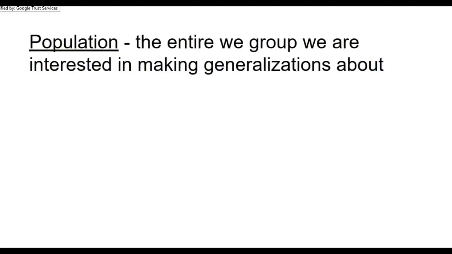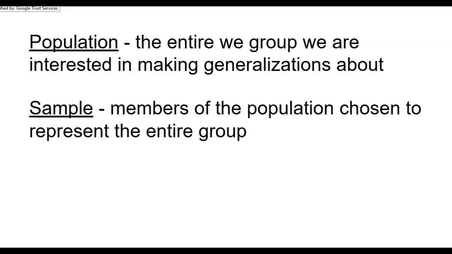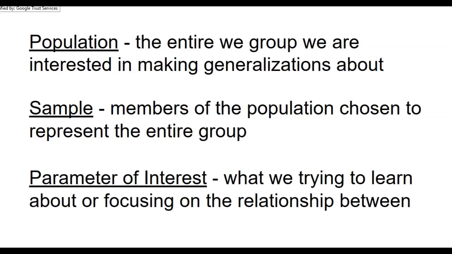When we talk about the entire group that we are interested in, that is called the population. When some members of the group are selected to represent the entire group, that is called a sample. The thing we are interested in knowing about the population is the parameter of interest. Look at the situations in your workbook and identify the population, the sample, and the parameter of interest on your own.